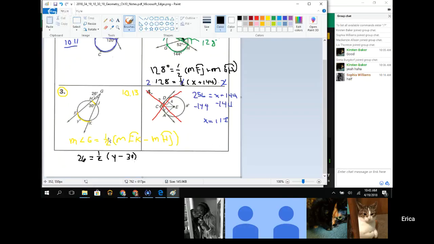All right, so now I'm going to solve this. To make it easy on myself, the first thing I'm going to do is multiply both sides by 2. Okay, that's because that gets rid of my 1/2. I don't have to deal with it. So 2 times 26 is 52 equals Y minus 30. I'm going to add 30 to both sides. And I find out that Y equals 82.